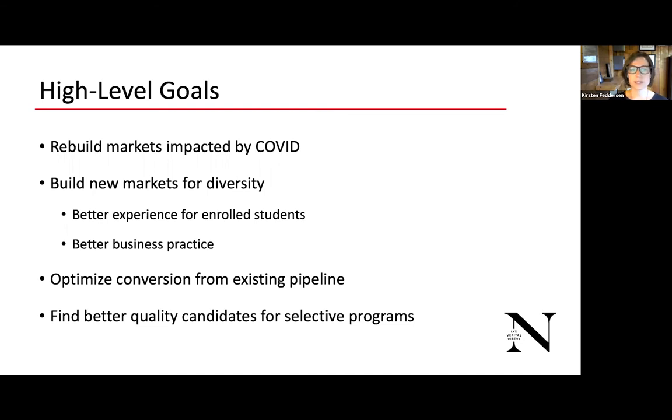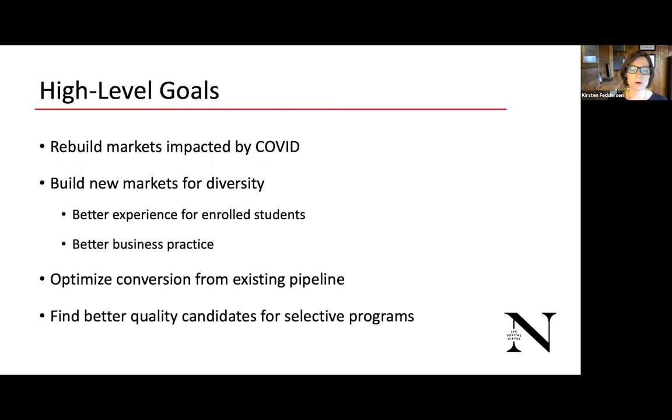And then we're also trying to build new markets for diversity. And by diversity, I mean two different things. I mean a more diverse population of students, which ultimately leads to a better student experience for our enrolled students, but also diversifying our portfolio from a business perspective to make sure that we don't end up in the same situation again.